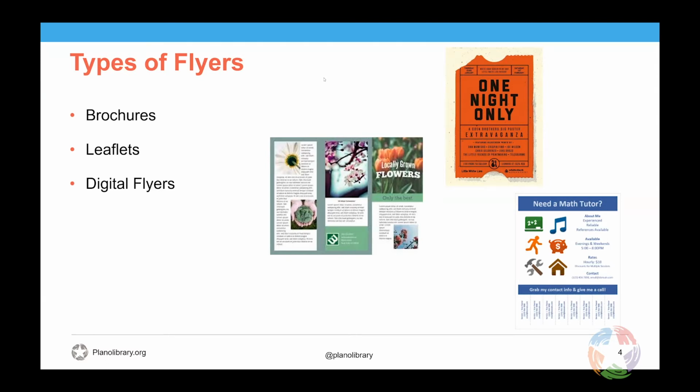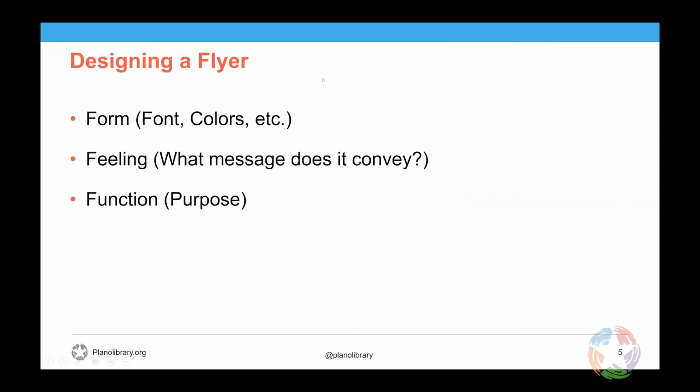So something that I like to go over before we just jump into the software is thinking about the design. And there's the 3 F's: form, feeling, and function. So the form, that's going to be the meat of our design. That's what font we're using. That's what colors, graphics, etc. That's the form of it. However, you can't do those without knowing what your feeling and function are.